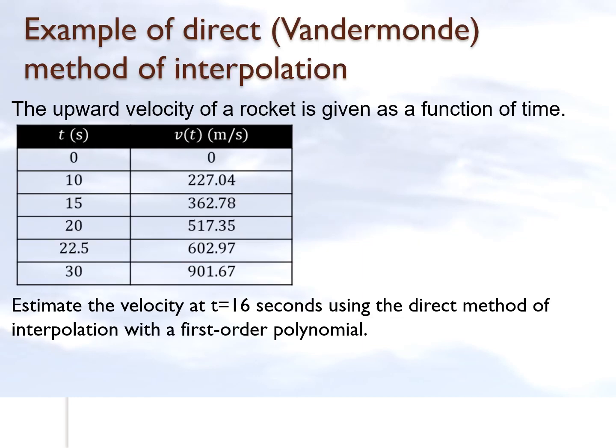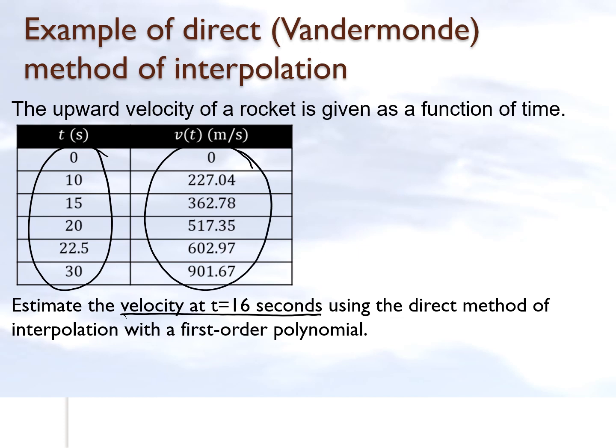In this example, we're asked to find the value of the velocity at t equal to 16 seconds when the upward velocity of a rocket is given at these 6 data points. You can see that the velocity at 16 seconds is not one of the data points. So we have to figure out how we can use interpolation to do that. We're also asked to use the direct method of interpolation, and to use the first order polynomial.